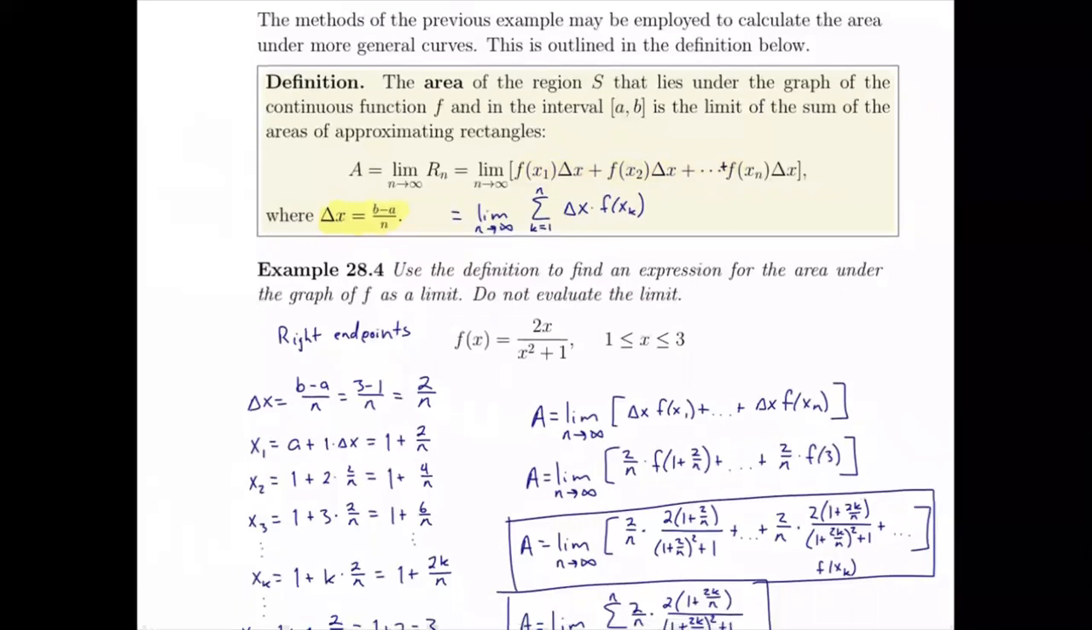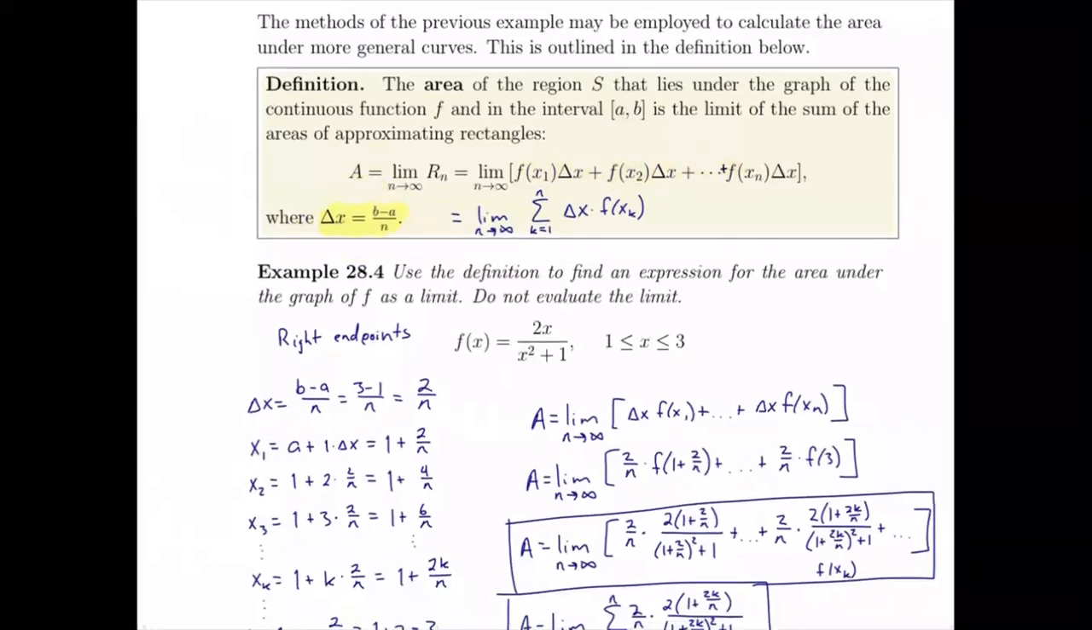Okay, we're also provided with a convenient definition for delta x. Delta x is always b minus a over n, right? This is our interval, a to b. We'll divide it into n subintervals, and there we'll have it.